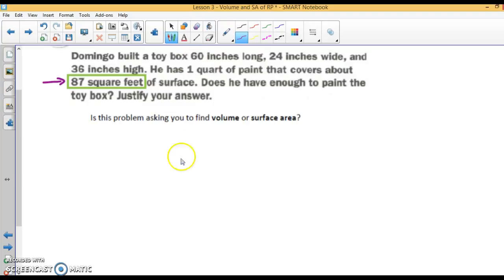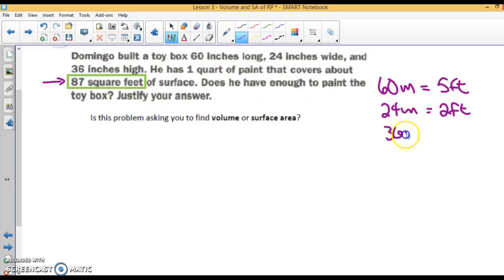Look, they gave us inches. So, 60 inches, isn't that 5 feet? Because you would divide by 12. 24 inches is 2 feet, because you divide by 12. And 36 inches is 3 feet. You would divide by 12. I'm going to call this the length, the width, and the height.